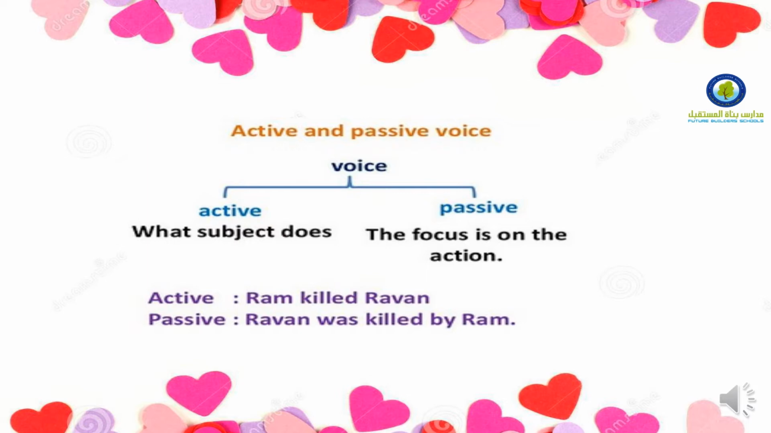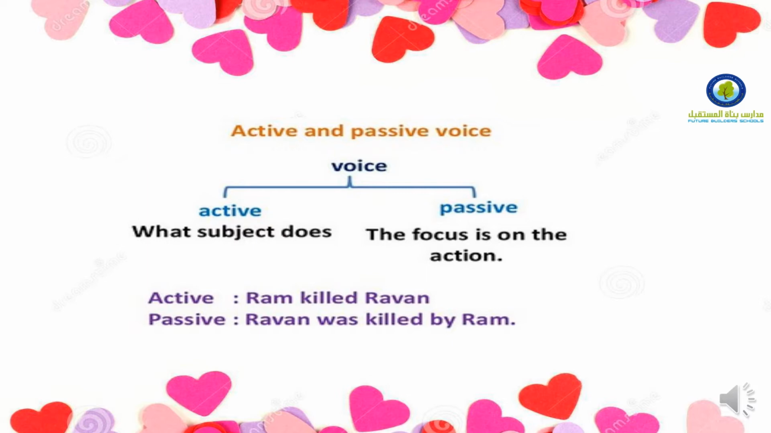Examples. Active, in the active voice, في الفعل المبني للمعلوم. Ram killed Raven. Now, who killed Raven? Ram. So here it is active because we know who did the action, and you have the verb killed. It comes in past simple, verb 2.